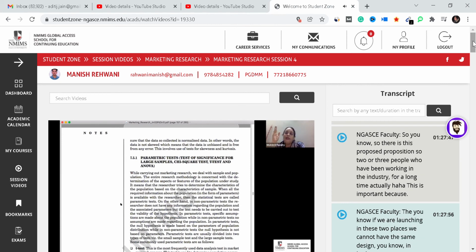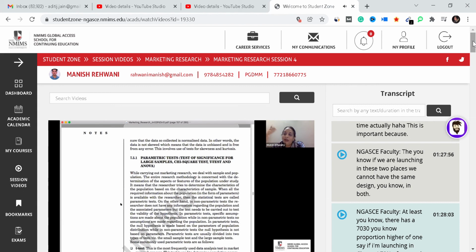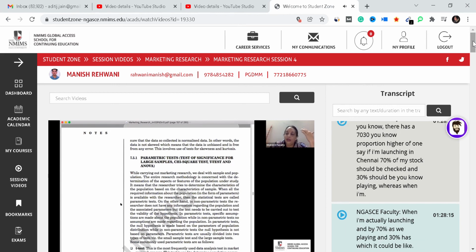This is important because, if we are launching in these 2 places, we cannot have the same design in both. At least, there has to be a 70-30 proportion higher of one. Say, if I'm launching in Chennai, 70% of my stock should be check and 30% should be plain. Whereas when I'm launching in Mumbai, 70% has to be plain and 30% has to be check. It could be like this.